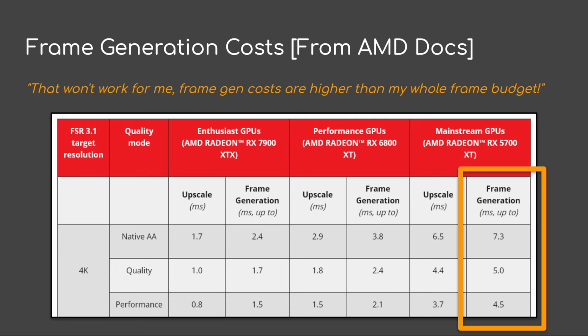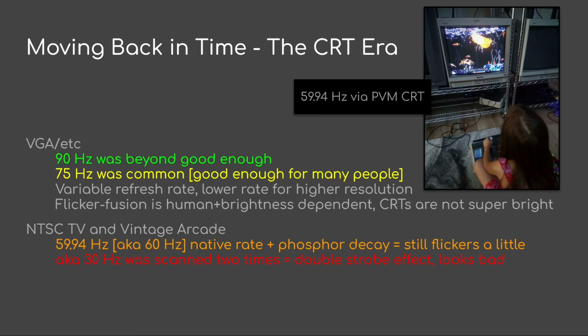Next, let's talk about frame generation costs, this time from AMD docs. I typically run something that's at mainstream or below in performance. I don't run enthusiast GPUs to develop on. You notice the frame generation costs on just mainstream, it's higher than my whole frame budget. So frame gen's out from my perspective.